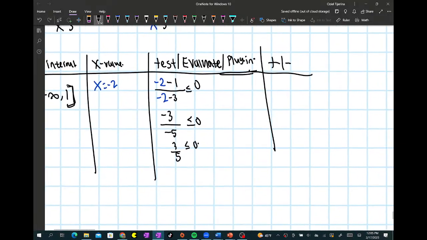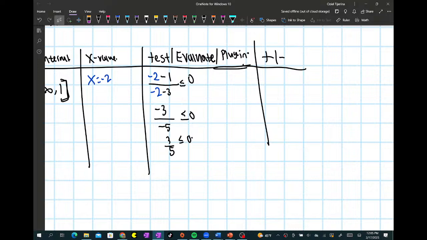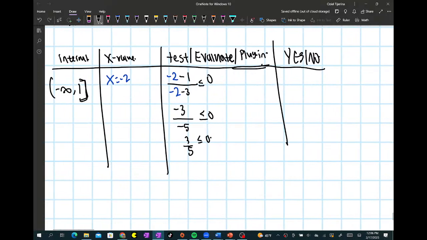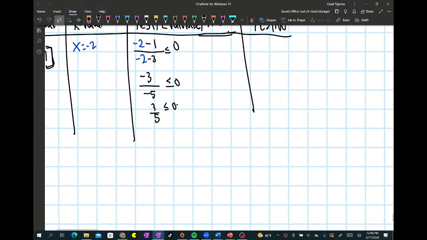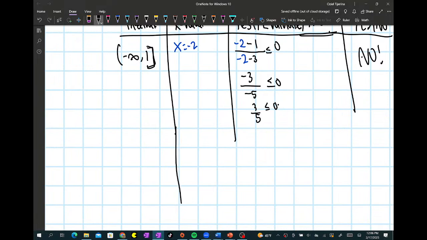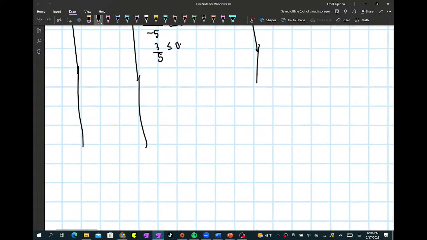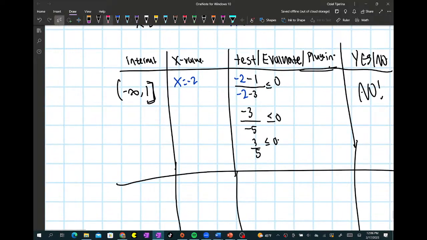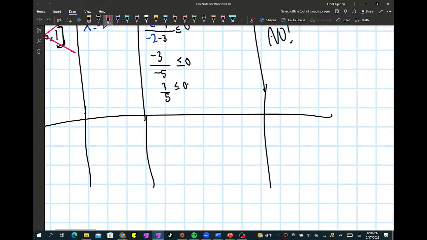Now again, what I'm going to do here is change this, and I'm going to put yes or no. Does this satisfy this inequality? Is 3/5 less than or equal to 0? Obviously, it's not. No, it's not. So from that, I know for a fact that this interval is not going to work. So no, this will not work, right?